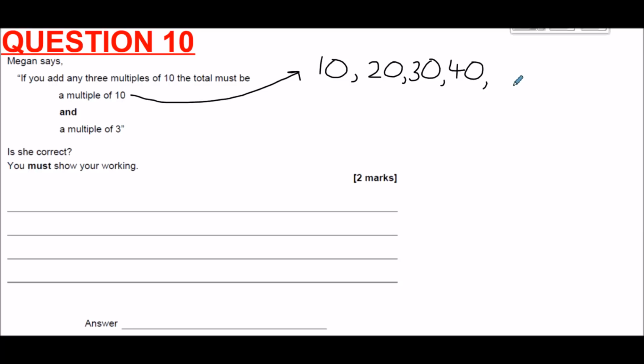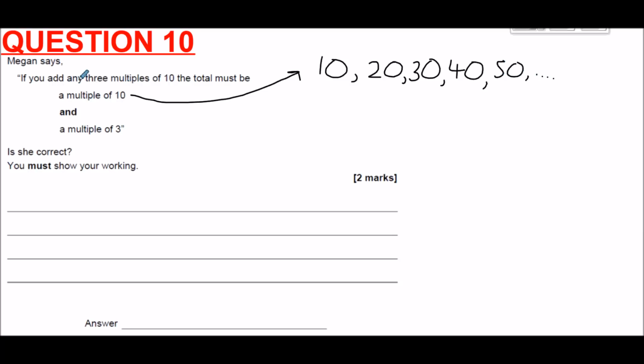So 1 mark for a correct calculation or example, then 1 mark for a correct conclusion of either yes or no. So let's see. Multiples of 10. So that just means numbers in the 10 times table. So we have 10, 20, 30, 40, and so on and so on, 50.